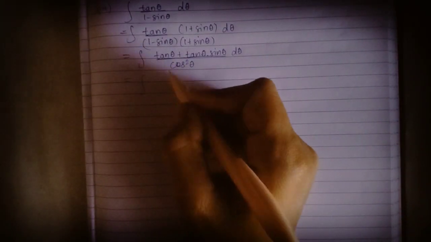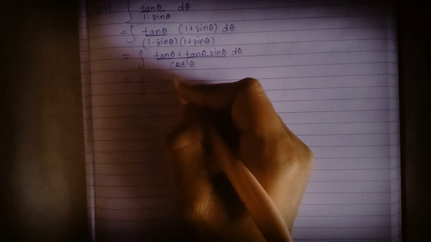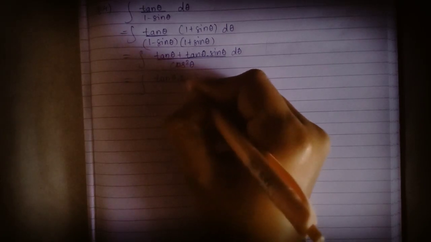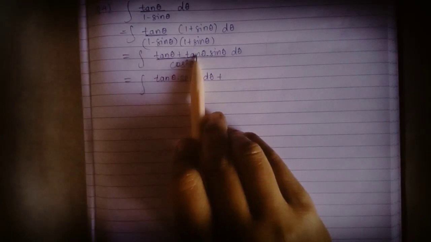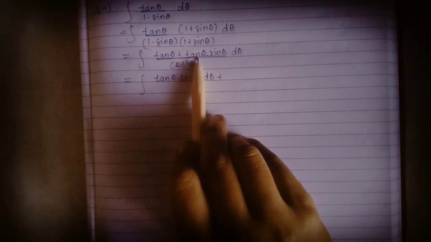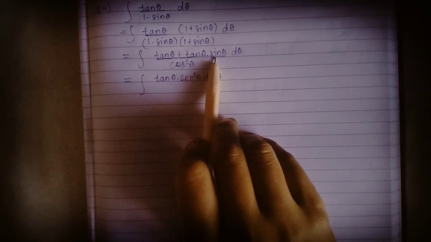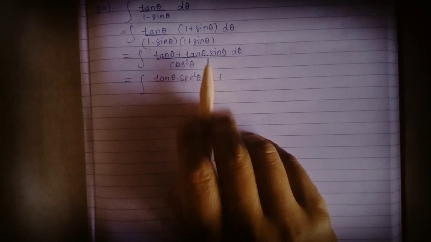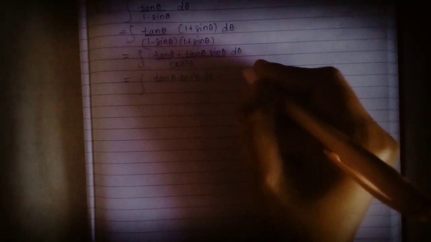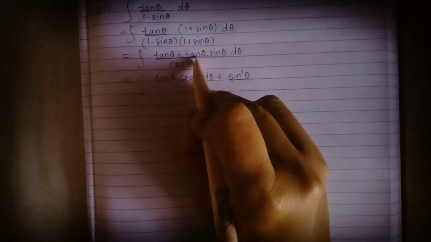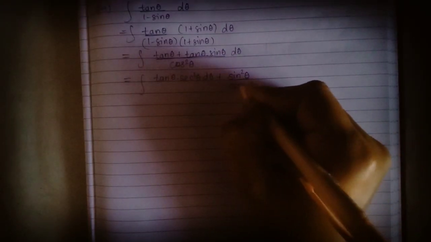So this will be tan theta, sine upon cos into this, so it will be tan theta into sec square theta d theta plus tan theta into sine theta upon cos square theta. So tan theta you can write as sine upon cos, then sine upon cos, so this will be sine square theta upon cos cube theta.